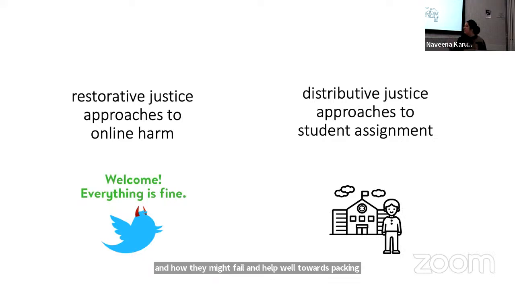For the student assignment work, we're actually moving a little bit away from distributive justice, and our more recent work is trying to look at procedural justice as an alternative, thinking about what are the processes by which we create these systems and evaluate them.